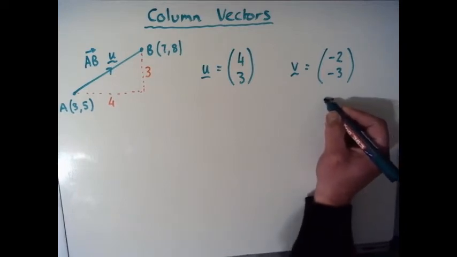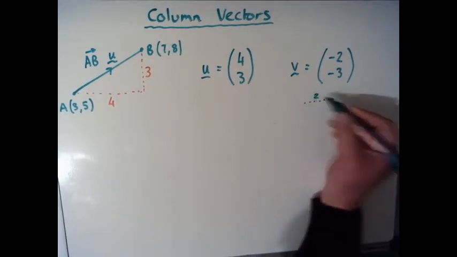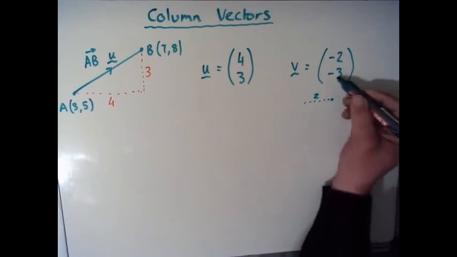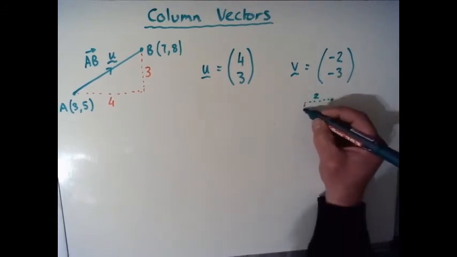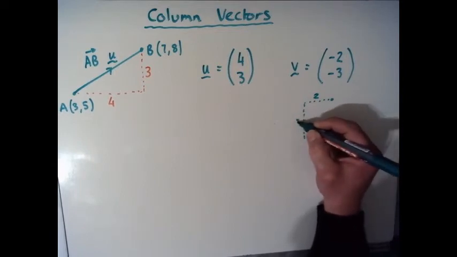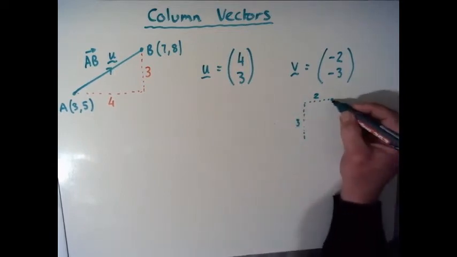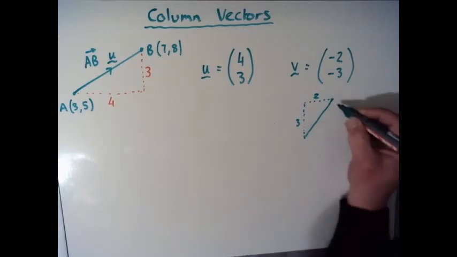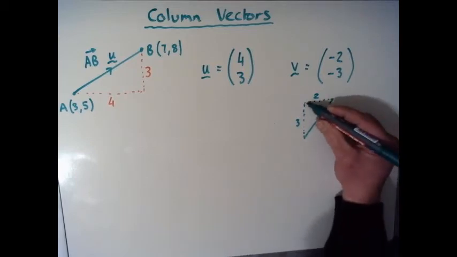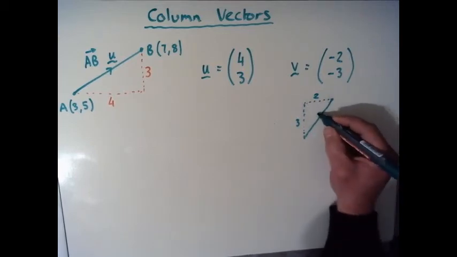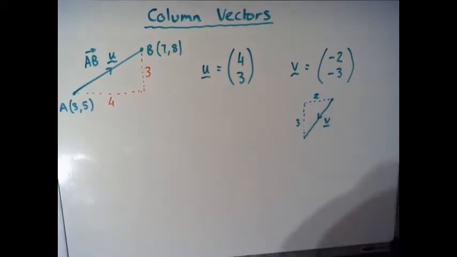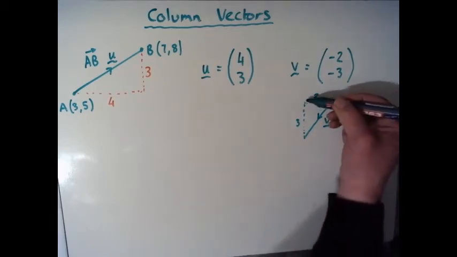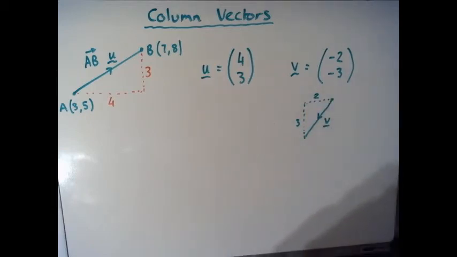So I'm actually going to go to the left for 2, and then the -3 tells me in the y direction I need to move down. So I would move down 3. So what would my vector v look like? It starts at this point, moves left 2, down 3. So that would be vector v, (-2, -3). Basically means to the left 2 and down 3.